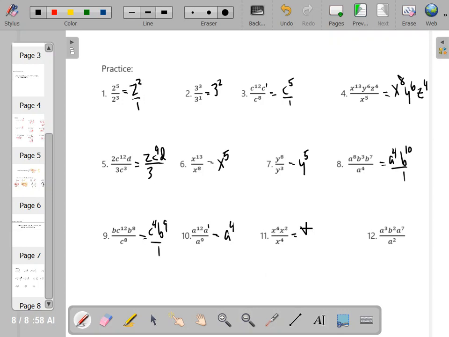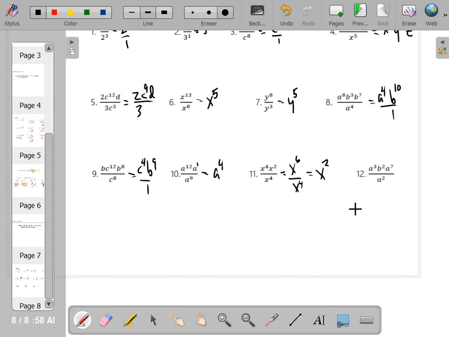X to the 4th times x squared is x to the 6th. And now I can say, well, 4 of them will cancel out. You will have 2 left in the top. And I think this is the last one. We have a to the 3rd times a to the 7th, so that's a to the 10th, b squared over a squared. And then you have 2 a's in the bottom that are going to cancel out with 2 a's in the top. You will still have 8 a's in the top, and b squared just kind of comes along for the ride. Again, you can write it over 1 if you want, but if it all cancels out in the denominator, you don't really need to do that.